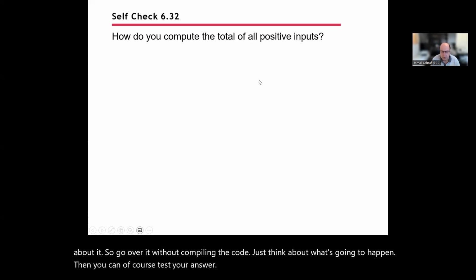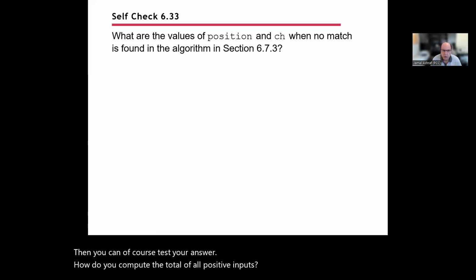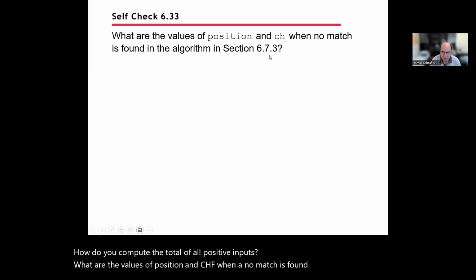How do you compute the total of all positive inputs? What are the values of position and CH when no match is found in section 6.7.3?